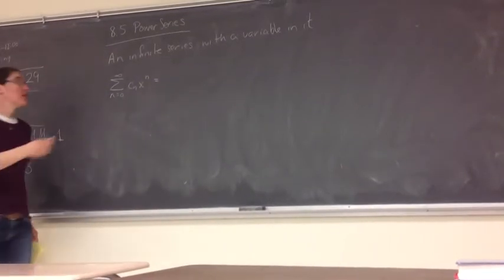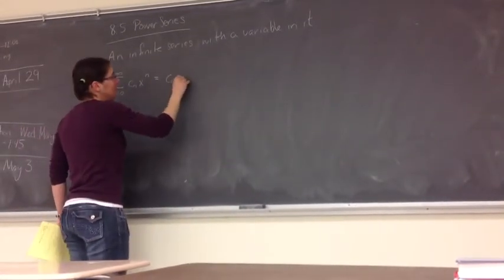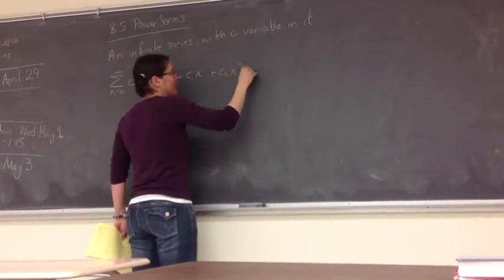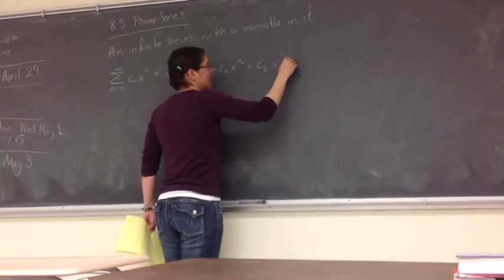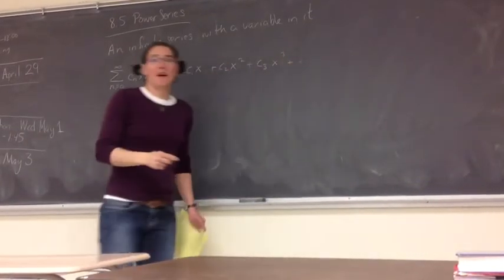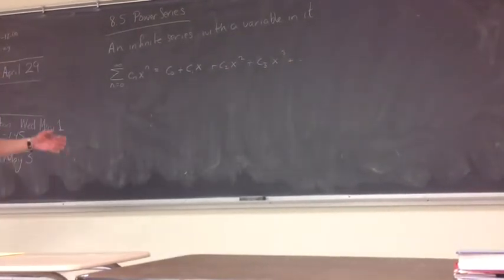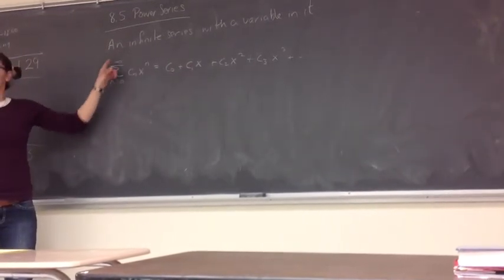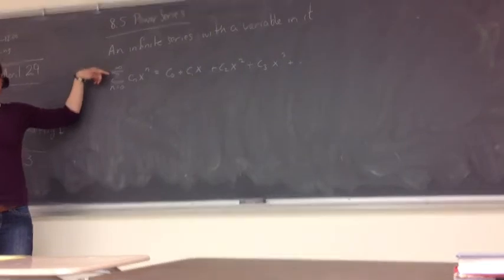And so if I were to write this out, we'd have a number plus a number times x plus a number times x squared plus a number times x to the third plus dot dot dot. And I would keep going. So the reason that this is called a power series is because the variable is raised to a power, and that power is the value that is being incremented by our sum.